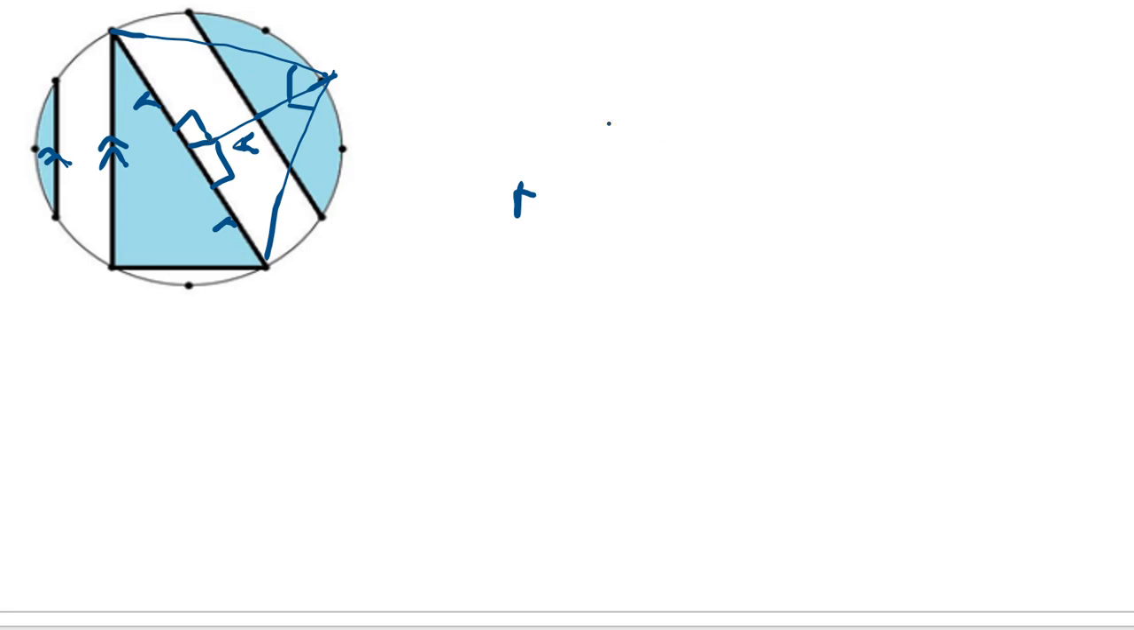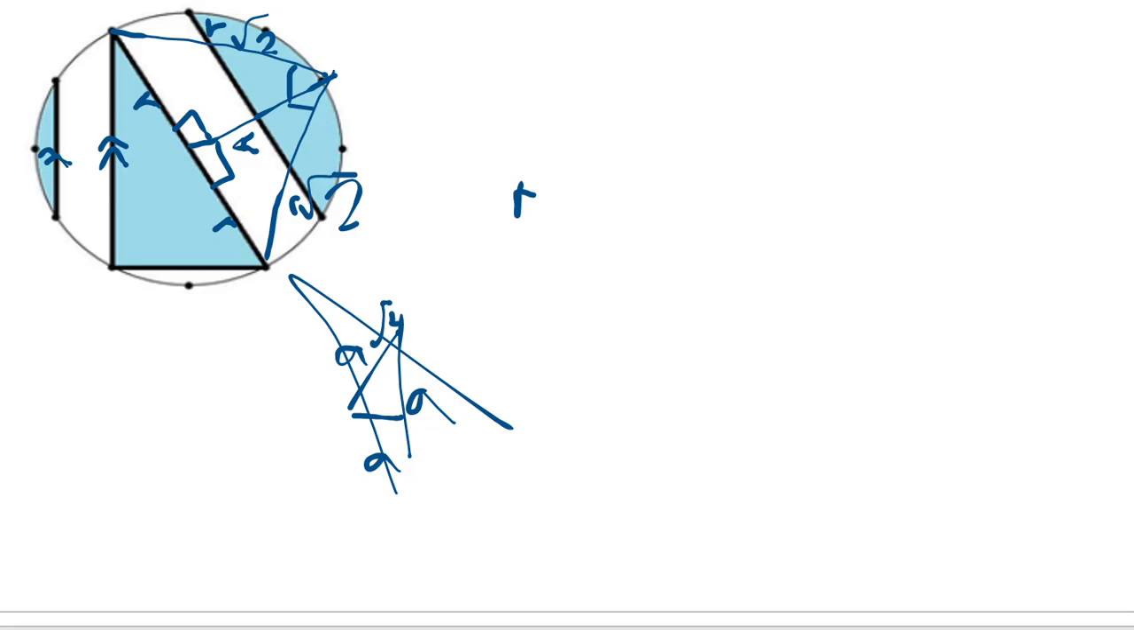So now we can find the length of this side as R times the square root of 2. And why did I say that it was R times the square root of 2? If we have a right triangle where the legs are A, the hypotenuse will be A times square root of 2. So that's one simple theorem that you can easily remember.